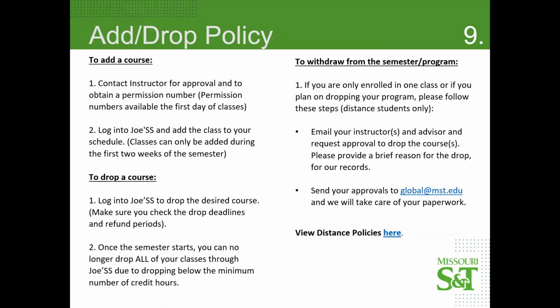Once the semester starts, you cannot drop all of the classes through JOES because they have a minimum number of credit hours that you need to be in, which is 3. So to withdraw from the semester or from the program, you will need to email your instructor and advisor and request approval to drop the course. You can just give them a brief reason for your drop, as we have to have that for our records. Then send me your approvals and we'll take care of your processing from there.